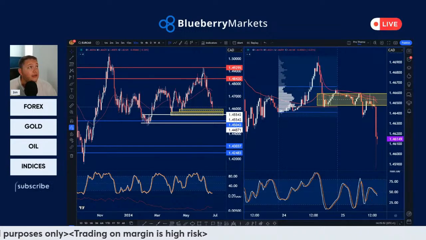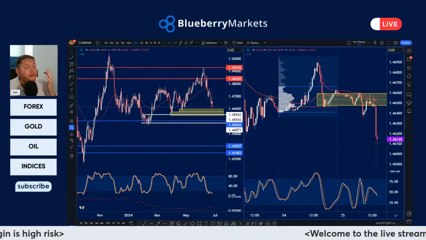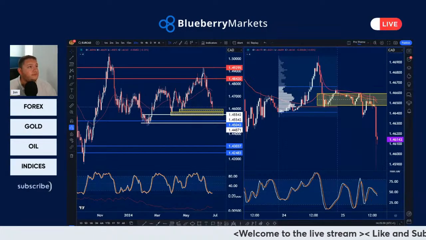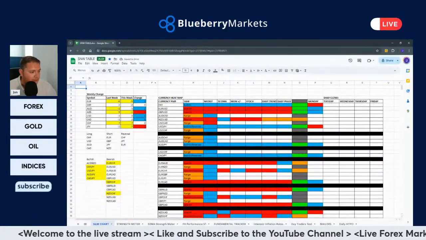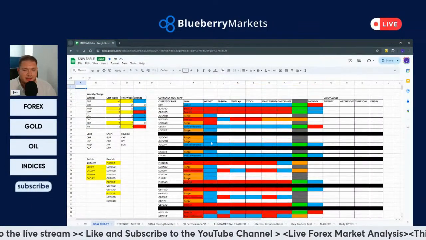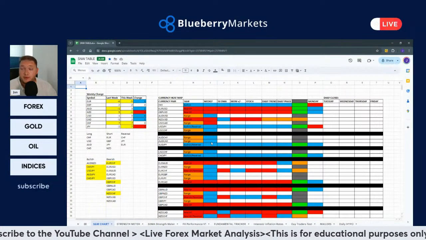And let me just bring up my absolute favorite tool, which I harp on about all the time, the strength and weakness table. And again, this is about loving the craft, getting all the data in to try and help you make better decisions.